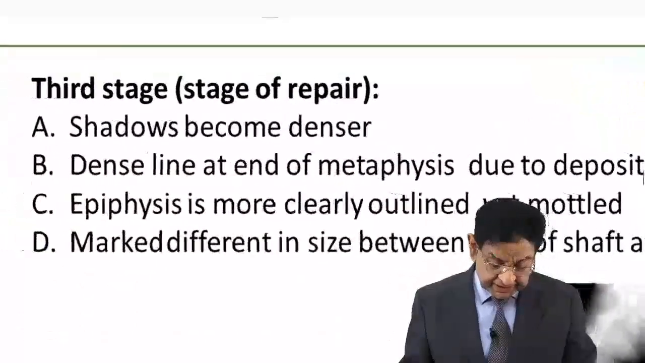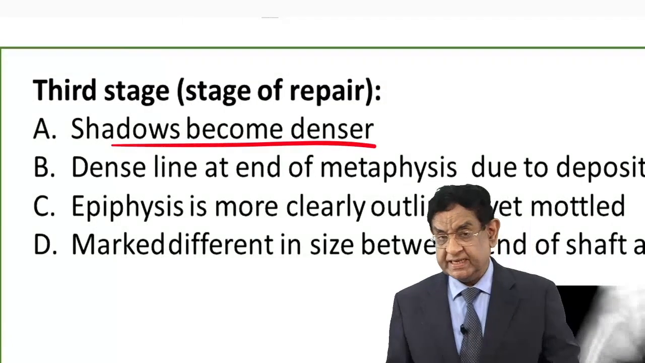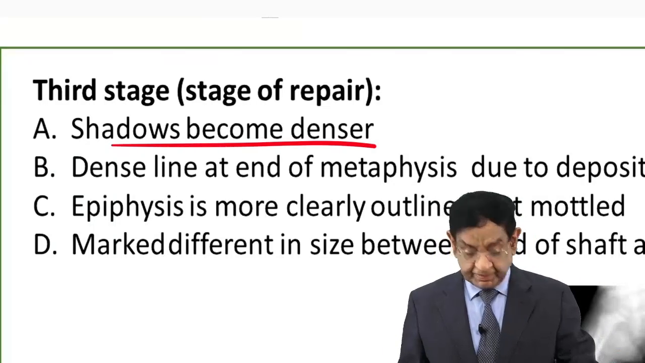Stage 3 is the stage of repair. Shadow becomes denser in the epiphysis because now it is going into the stage of repair.